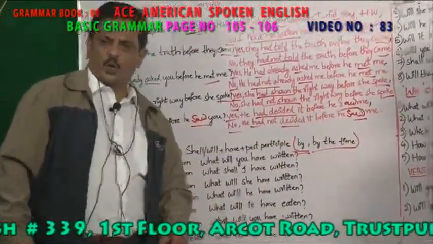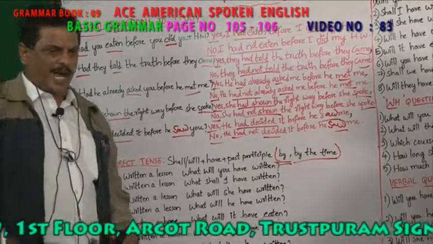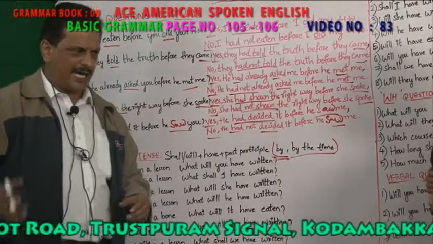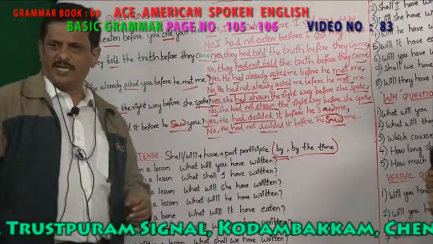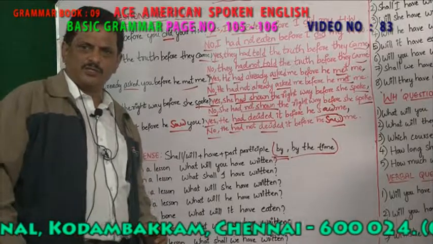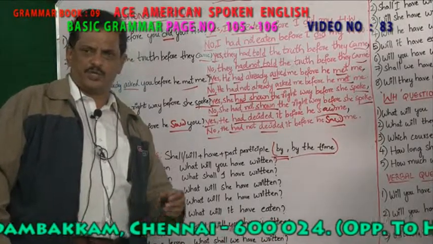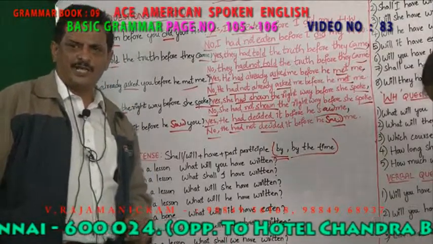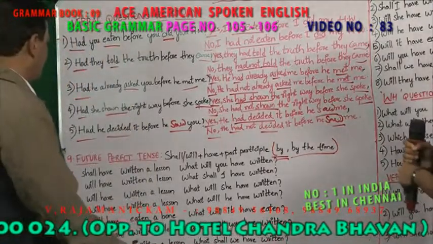There you are using will have plus past participle. I will have completed my degree by this June. I will have bought a car by 2020. I will have purchased a house by the end of this year. So, will have plus past participle is used to say that you would do something by the end of the time.